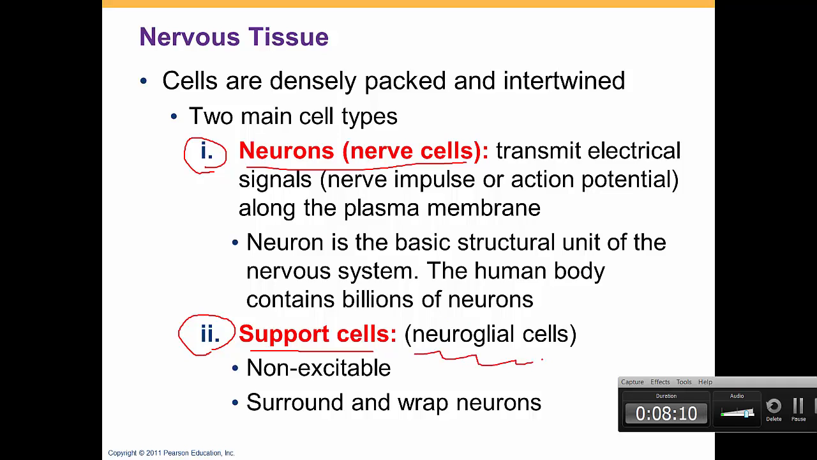And we have a larger proportion of supporting cells than neurons. We call these supporting cells neuroglia or neuroglial cells. These ones do not carry any impulse. They do not transmit electrical signals. That's why they are not excitable. But the neurons are the ones that can transmit the electrical signals.